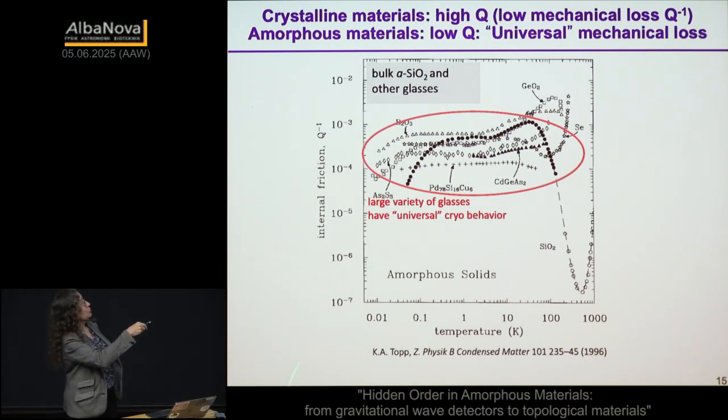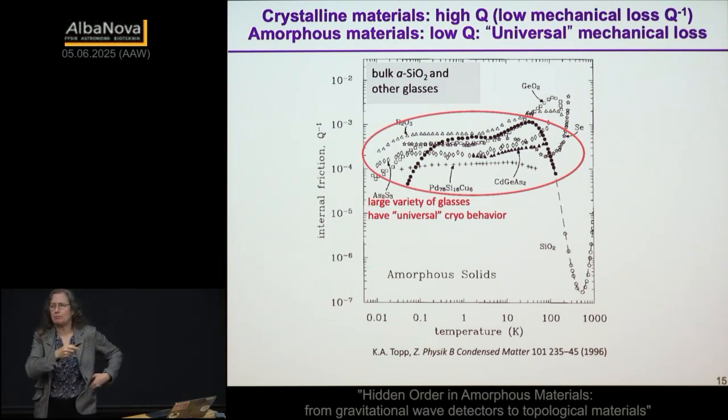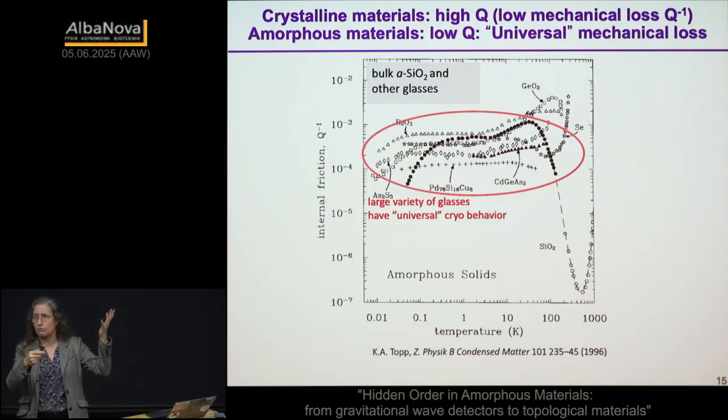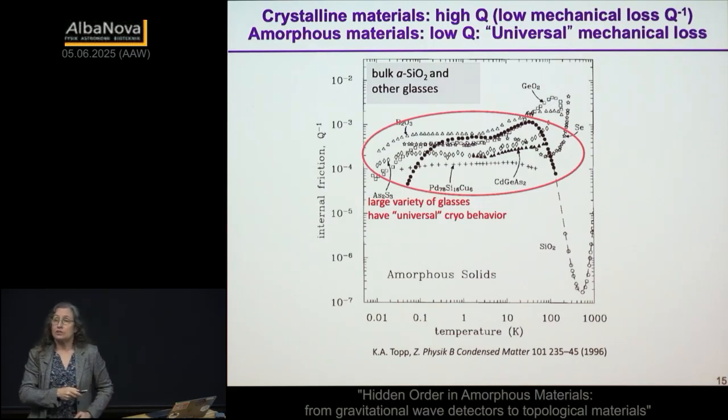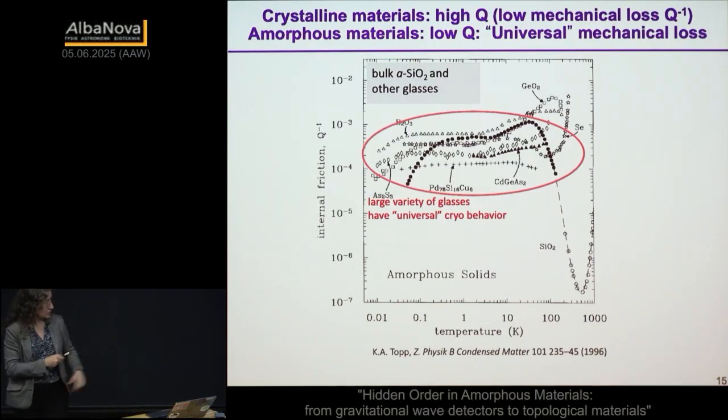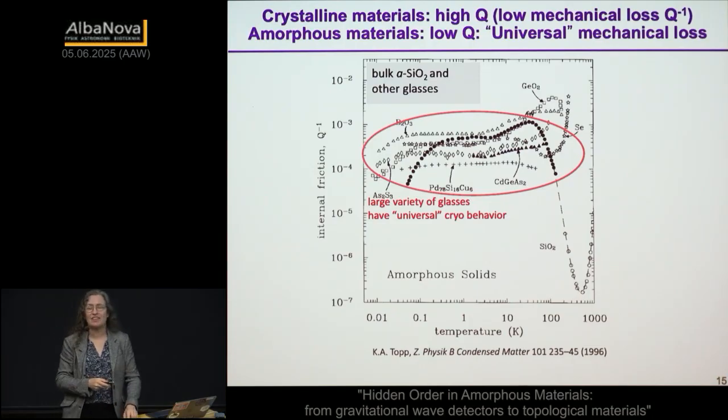So crystalline materials are way down here. Some of them, you can make beautiful single crystals that'll ring for days if you really work at it. But the glasses, this is the so-called universal range. So the standard tunneling model, which I'll show you in a second, explains that there is a plateau, because that's not easy to explain. But you can explain that plateau, and you can also explain the heat capacity linear term in this tunneling model, but you don't get the universal range.